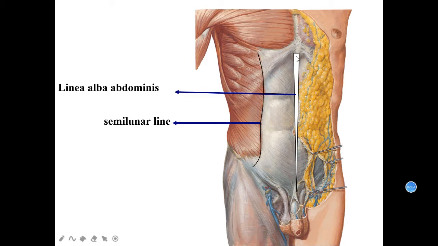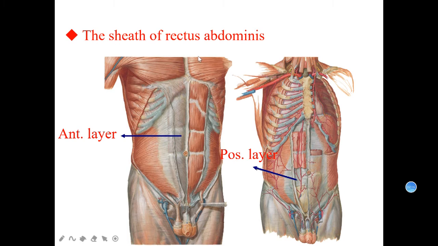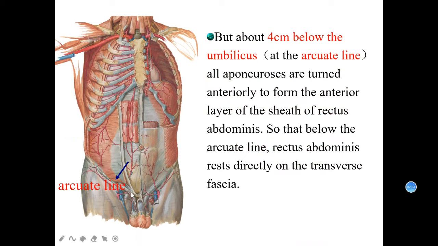Rectus abdominis: upper wider, lower narrow. This is the 2 side aponeuroses fused together. Semilunar line, the sheath of rectus abdominis, anterior layer and posterior layer. The posterior layer's lower border is the arcuate line. Behind it, directly the transversalis fascia.